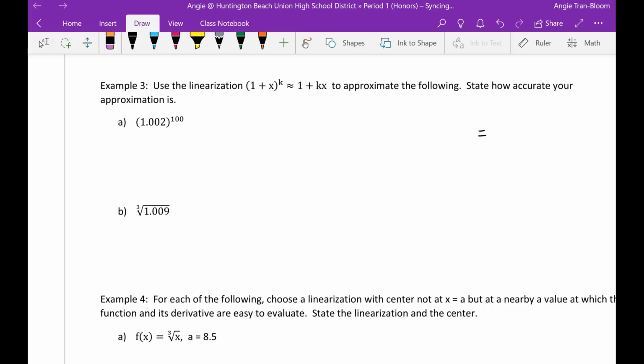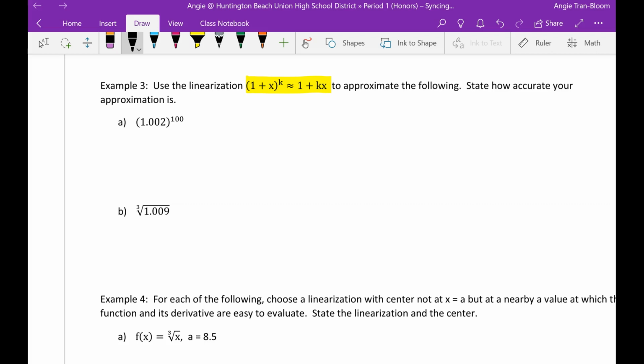Use the linearization (1 + x)^k ≈ 1 + kx to approximate the following. State how accurate your approximation is. Remember, this is the approximation for powers or roots near 0, when x is close to 0. So how would I use this? What are they asking you to do?